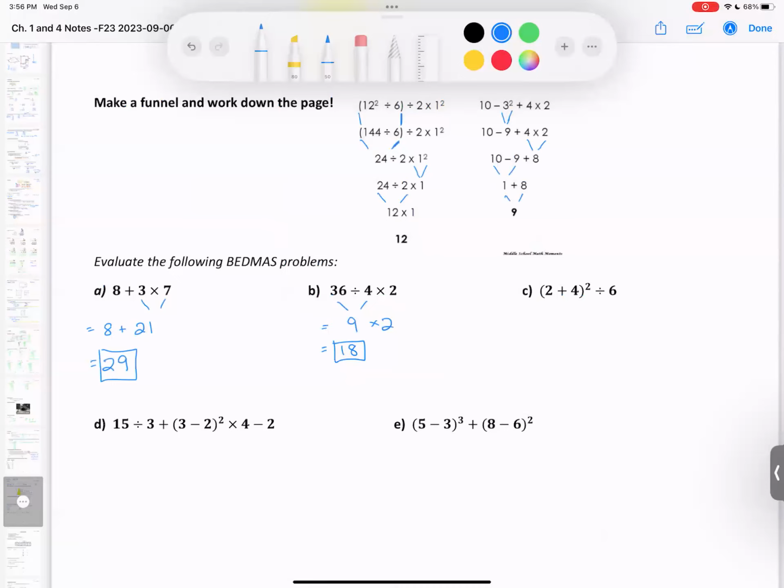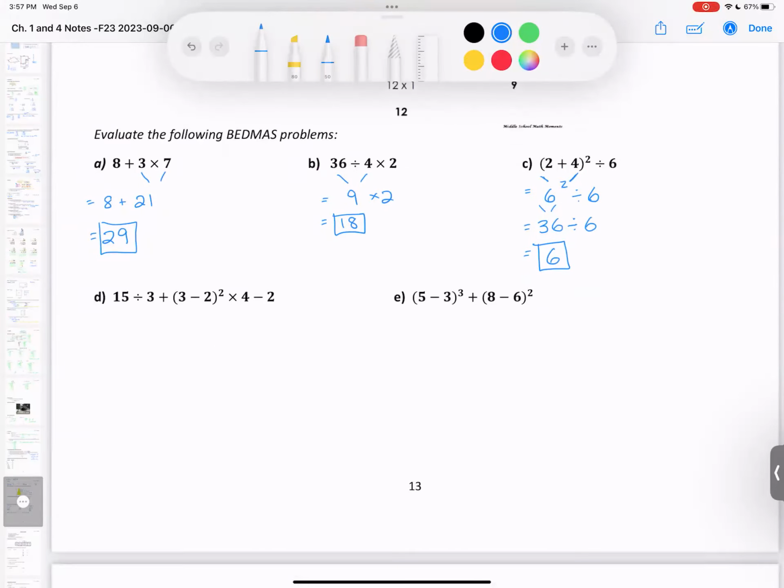All right, next one. Okay, we have some brackets this time, so we have to start with those. 2 plus 4 gives us 6. So now we have 6 squared divided by 6. Okay, we've dealt with our brackets. Our next thing to deal with is our exponent. 6 squared is 6 times 6 or 36. So we're going to deal with that next. I guess I could draw in my brackets here. There we go. So we get 36 divided by 6. Now we can do that division to end up with 6.